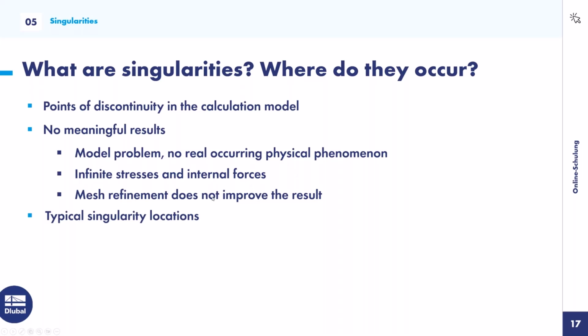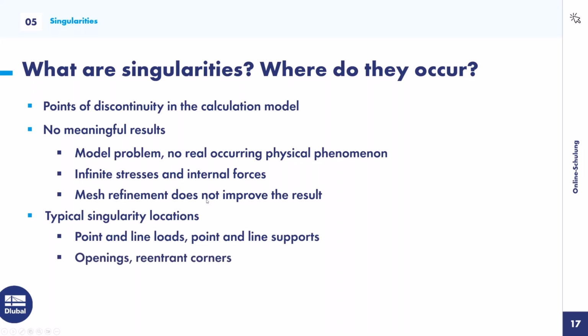Some typical locations are point loads or point supports, nodal supports, line supports, ends of line supports, also openings and corners of walls, also ends of walls since they act as line supports, and jumps in stiffness, for example, due to material or thickness. That's all already for the singularities.